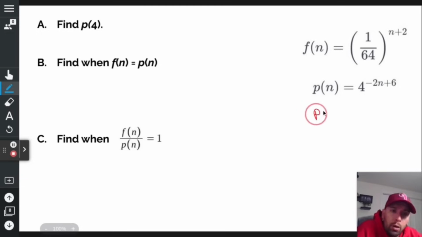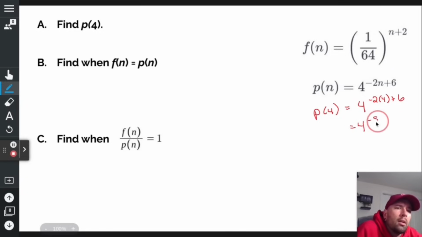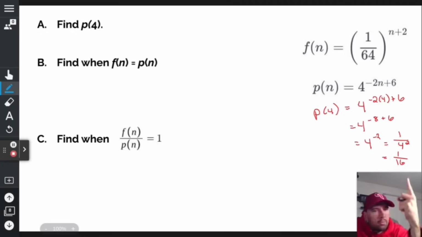All I have to worry about right off the bat is finding out what P of 4 is. So P of 4 means let's substitute 4 in for every n. So 4 to the negative 2 times 4 plus 6. Negative 2 times 4 is negative 8. Negative 8 plus 6 is going to be 4 to the negative 2, which is the same thing as, oh, a negative exponent. Let's move it to the bottom and make it positive. And 1 over 4 squared is 1 over 16. See it?